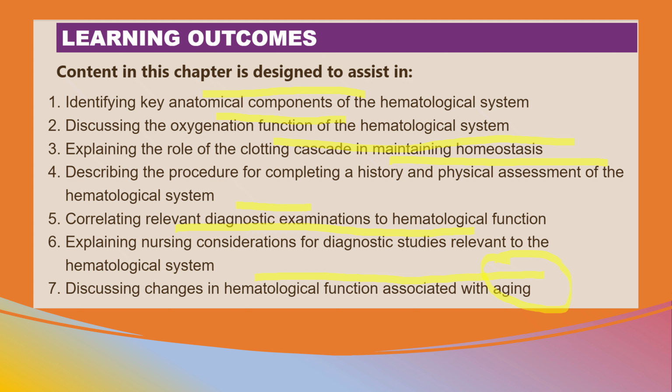Now in a quiz question, what hematological change is commonly seen in older adults? Answer is decreased bone marrow reserve. And here we are at the end of the chapter.